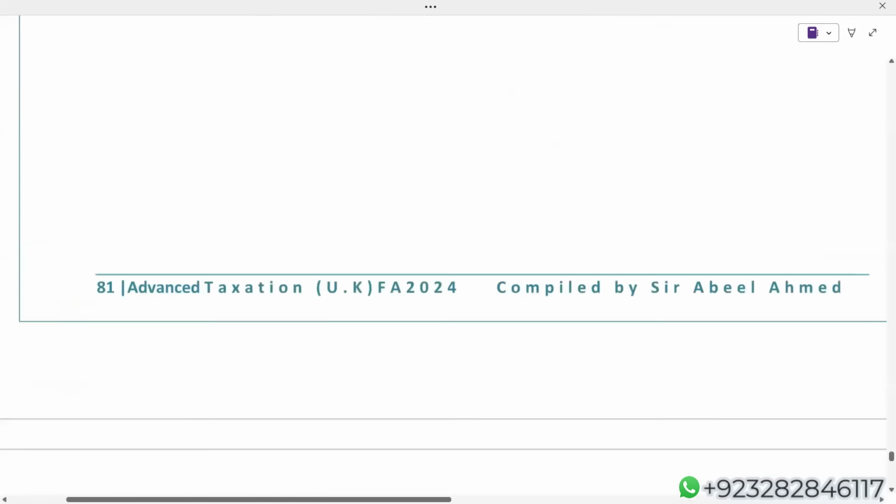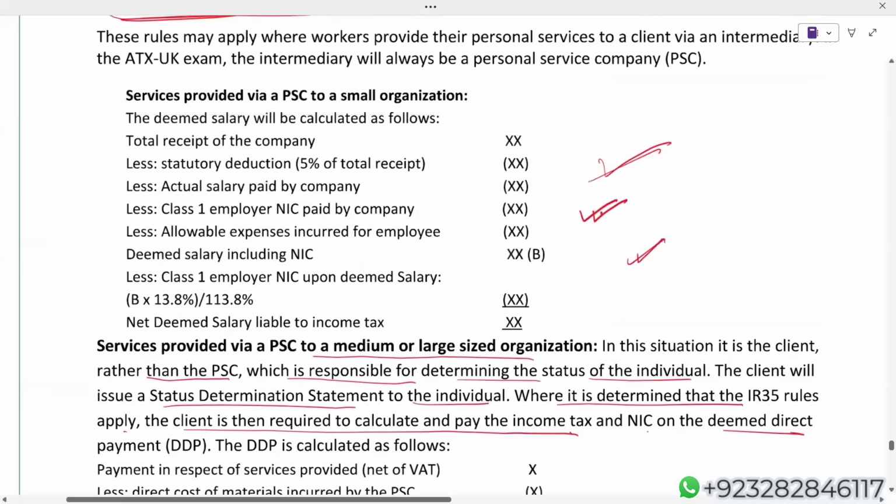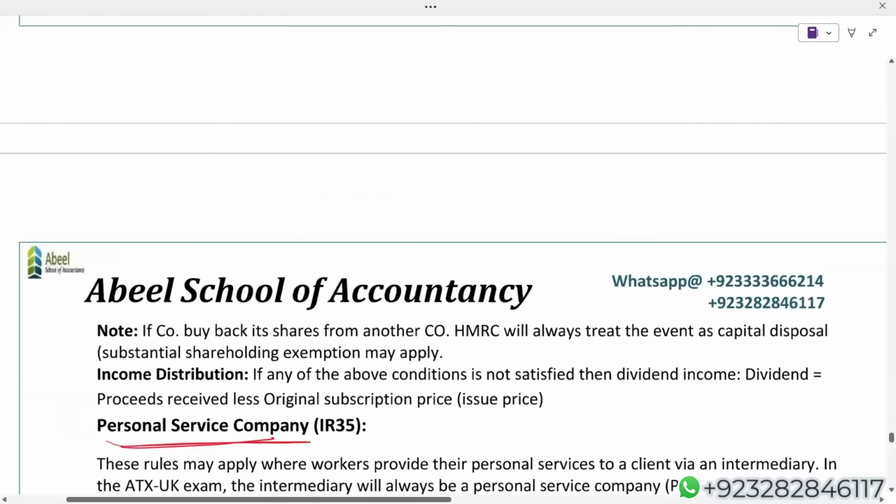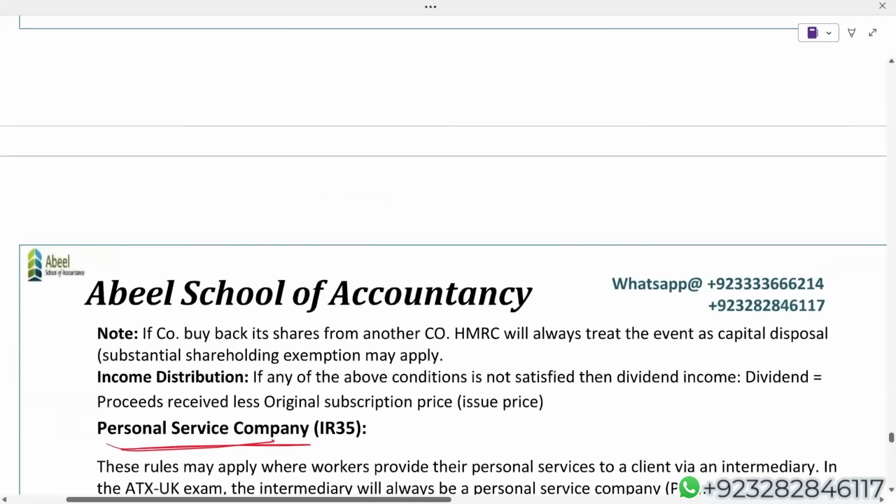So students, this was the entire set of rules of corporation tax that we have covered. I think we have covered it in 1 hour and 10 minutes. So within 70 minutes, we have revised the entire corporation tax.